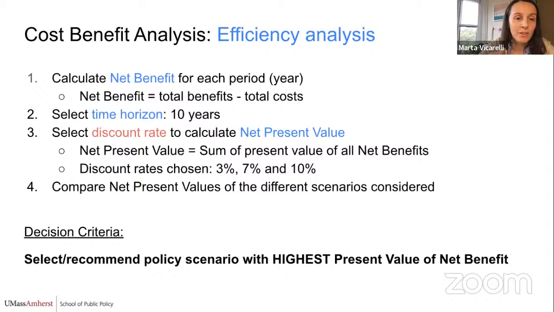And to do so, we have to adopt discount rates. You should pick a discount rate for the calculation of net present value. We adopted three. We performed the analysis 3 times for robustness checks, with a 3%, 7%, and 10% discount rate. And then after performing the analysis, we compare the results for the 3 different scenarios that I mentioned in the previous slides. And what is the decision criteria? The decision criteria is to select or recommend the policy scenario with the highest present value of net benefits. Next slide, please.